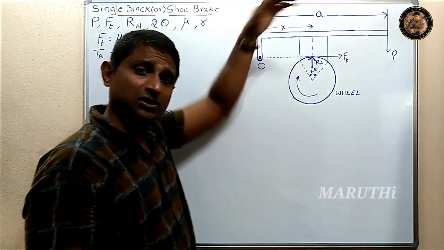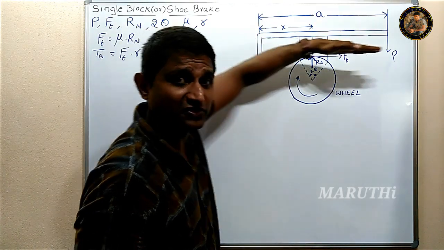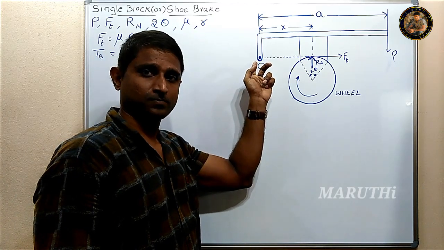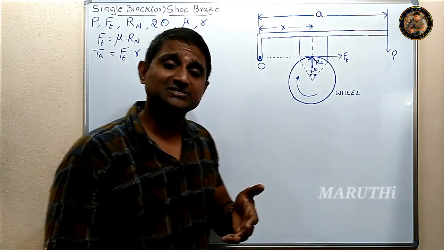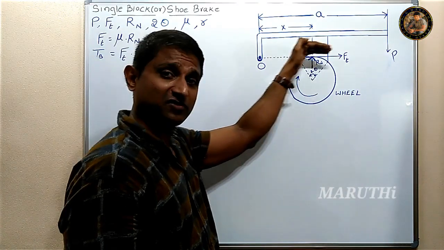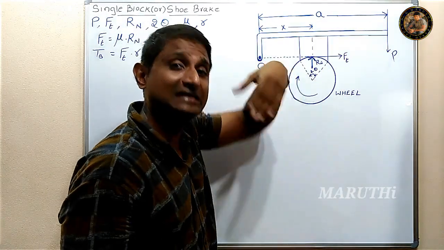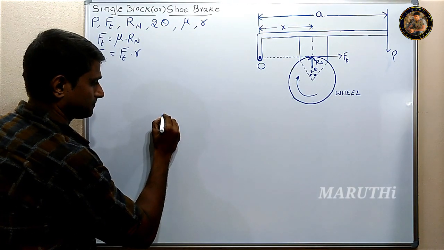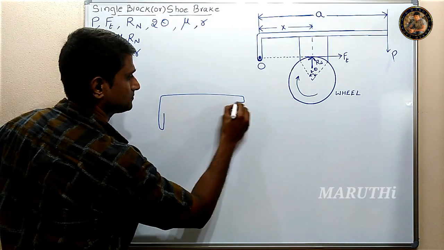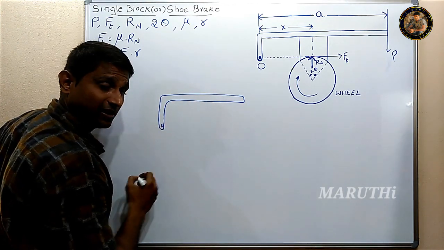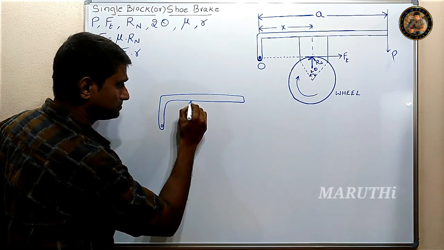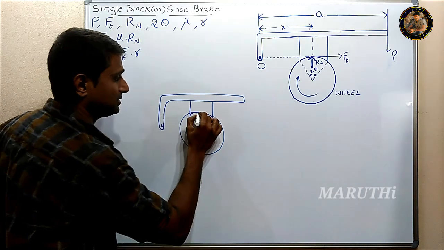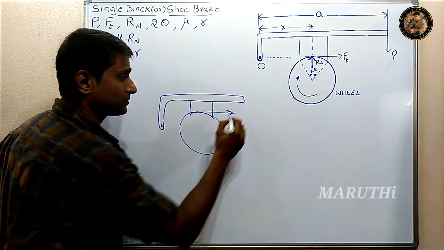First case is, if you observe carefully, the line of action of frictional force Ft is passing through fulcrum O. This is the first case. The second case is, there is a possibility this line of action of frictional force may pass through a distance above the fulcrum. So it can be like this. If this is the lever, there is a possibility that shoe can be like this, and this is how the brake drum can be, and this is the frictional force.